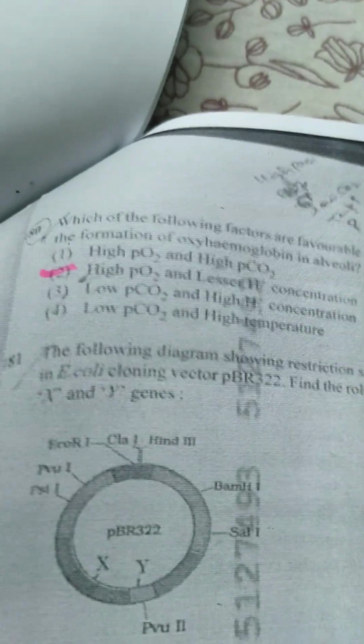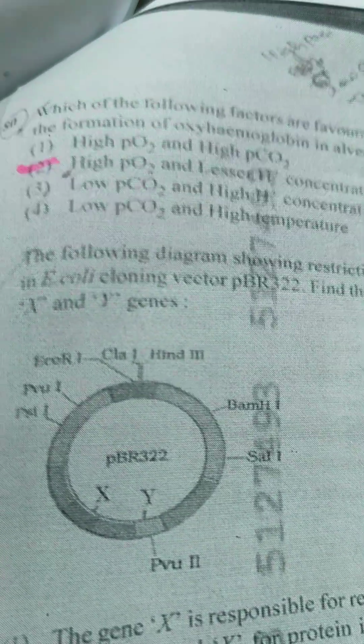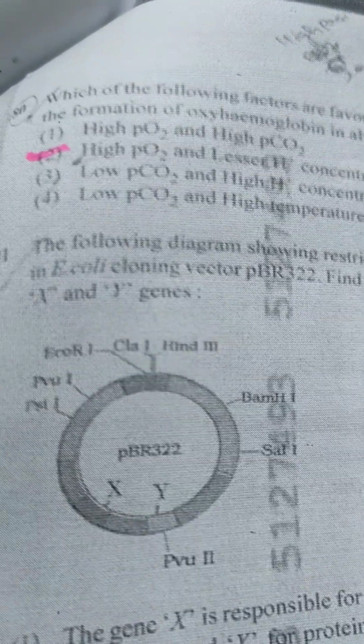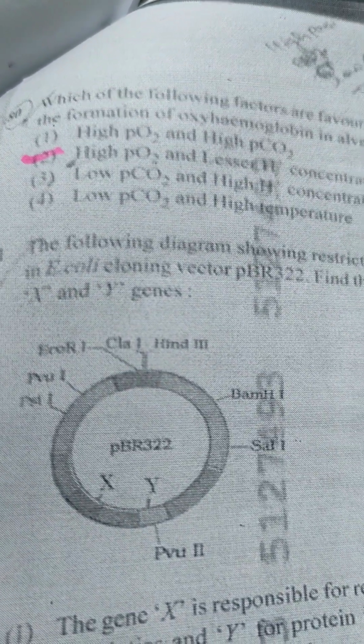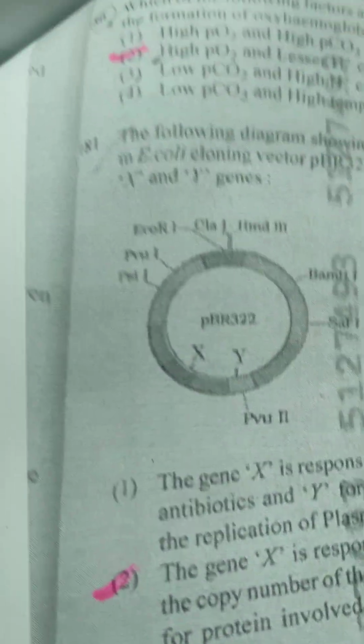Question number 180. Which of the following factors are favorable for the formation of oxyhemoglobin in alveoli? Correct answer is 2. High PO2 and lesser hydrogen concentrations.